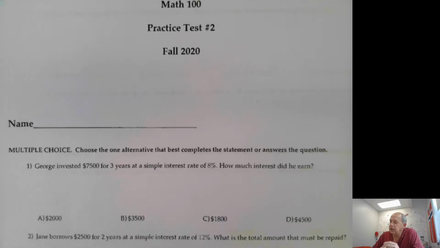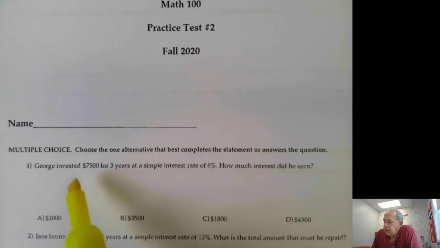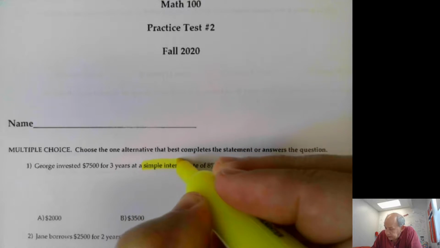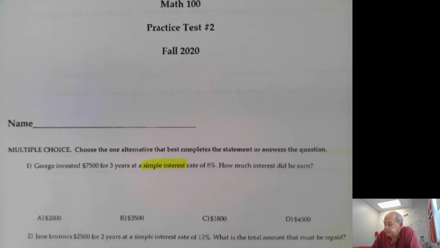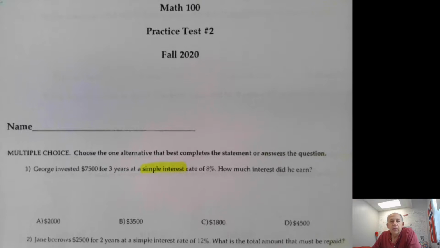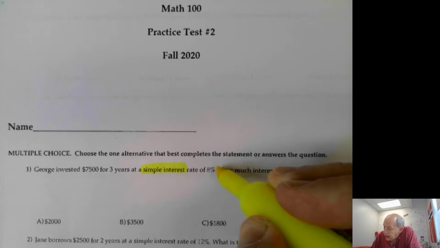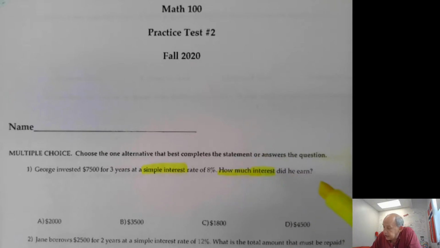Let me show you what I mean with question number 1. We have all this information about George and what he wants to do with his money. Before I start on anything, I want to recognize that this is a simple interest problem. And in the problem, it will tell you what type of situation we have. I'm also going to mark how much interest did he earn as what we're trying to solve for.